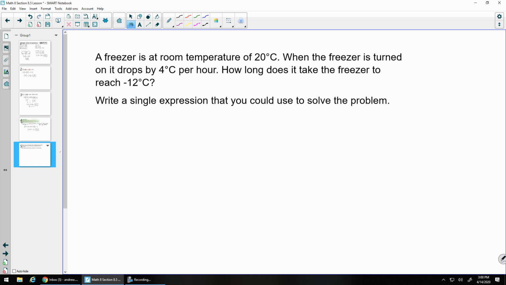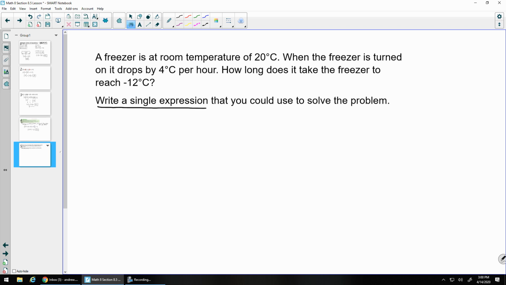Okay, next question. A freezer is at room temperature of 20 degrees Celsius. When the freezer is turned on, it drops by 4 degrees Celsius per hour. How long does it take the freezer to reach negative 12 degrees Celsius? So one thing you're going to be asked when you see some word problems is to write a single expression.